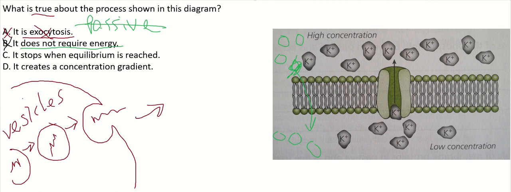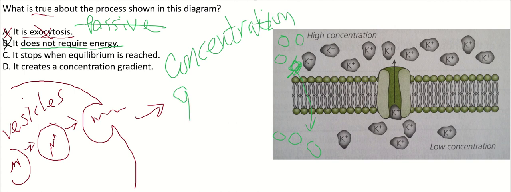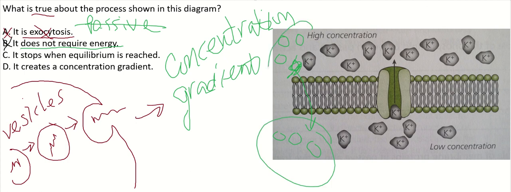You need a concentration gradient for passive transport to work. Concentration gradient. All right, what that means is you need more on one side than the other. If you have 3 and 3, passive transport cannot happen. Right? So C is also not the answer. This is not passive transport, is what I'm saying.